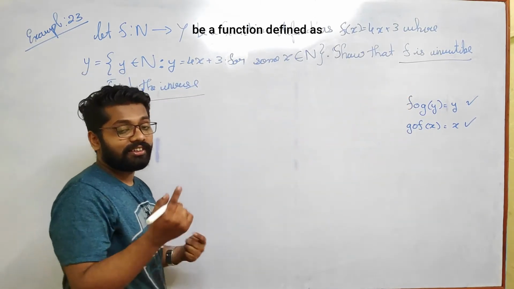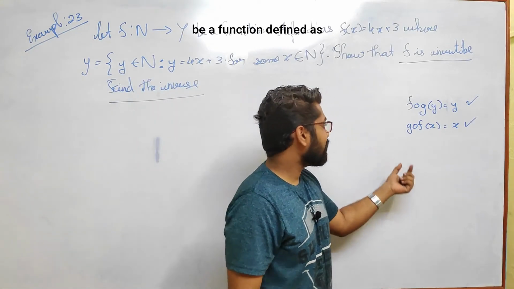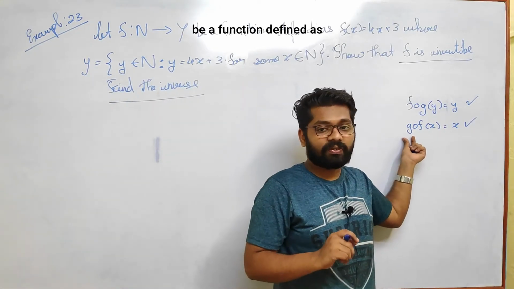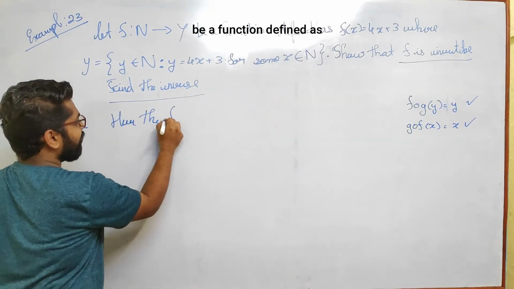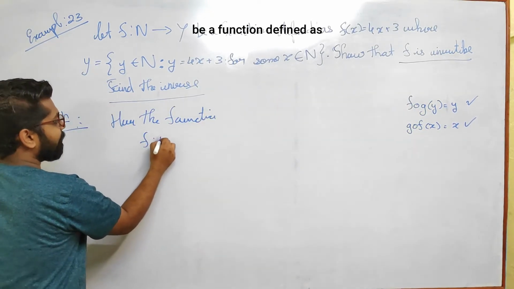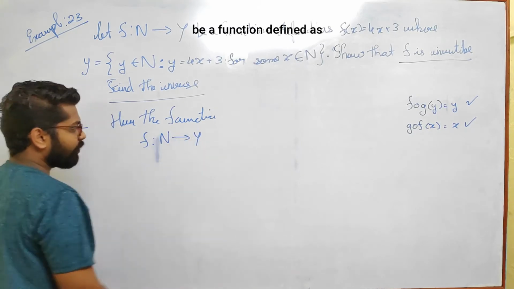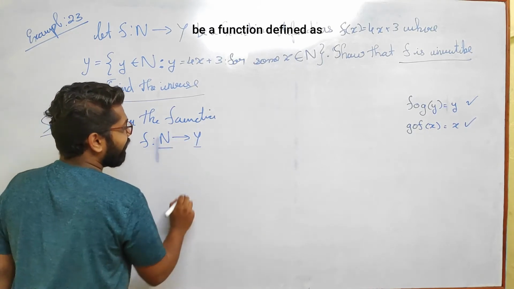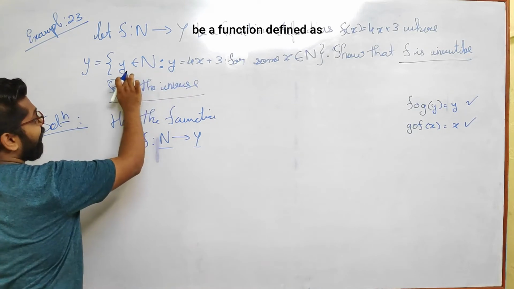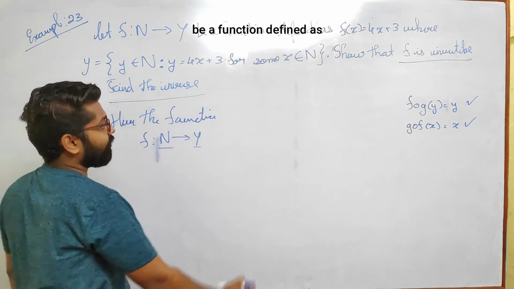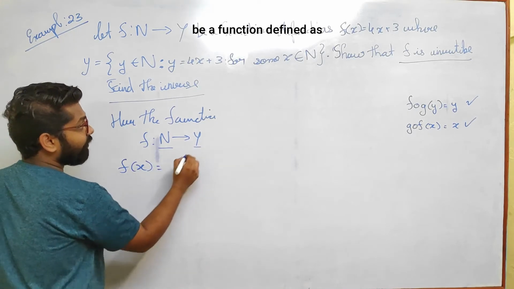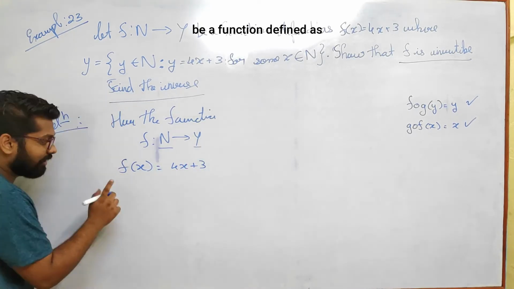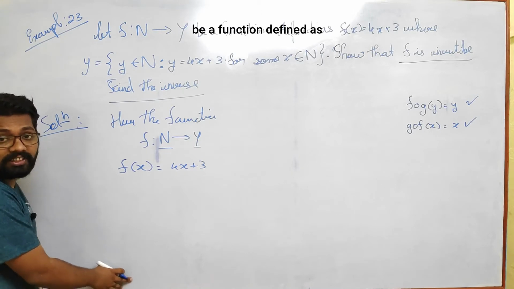Next, how to find f inverse? If you look back in the definition, f inverse is nothing but the second function we get out of these two equations. Solution. Here the function f is mapping from N to Y, where N is the natural number set and Y is this set. Y belongs to N such that y equals f of x plus 4. F of x we will consider. What is f of x? 4x plus 3.